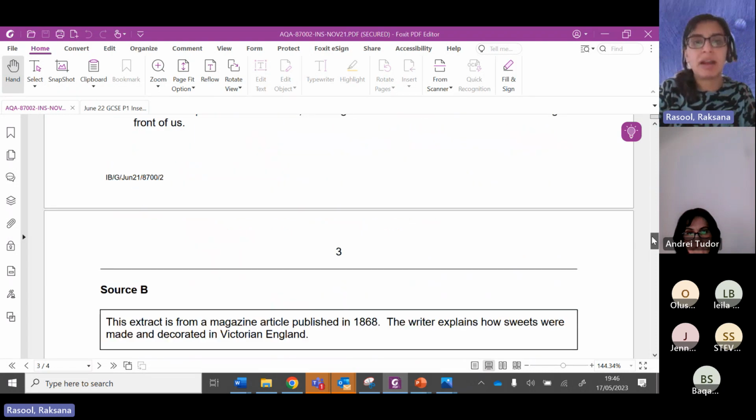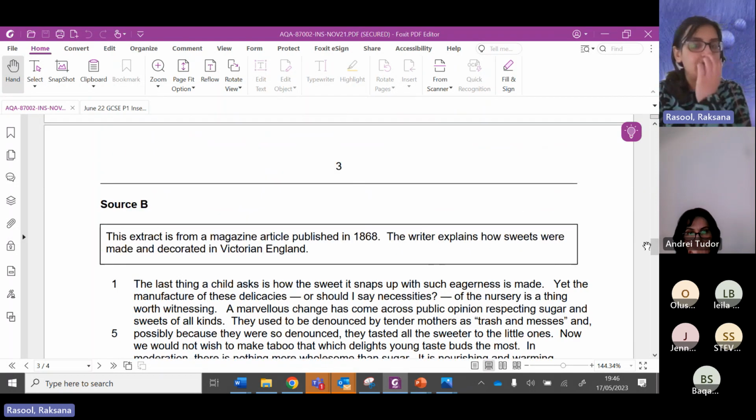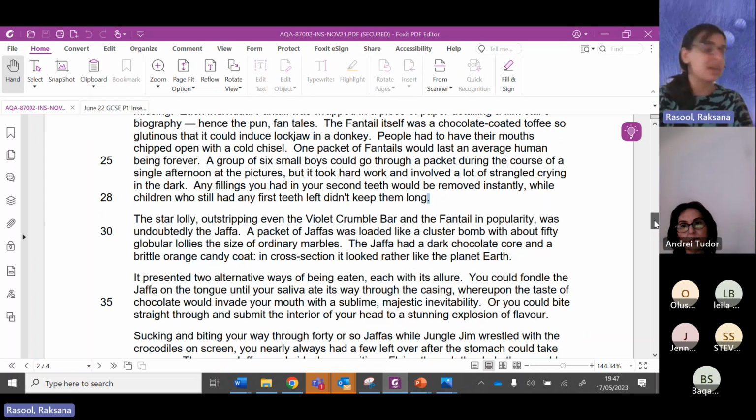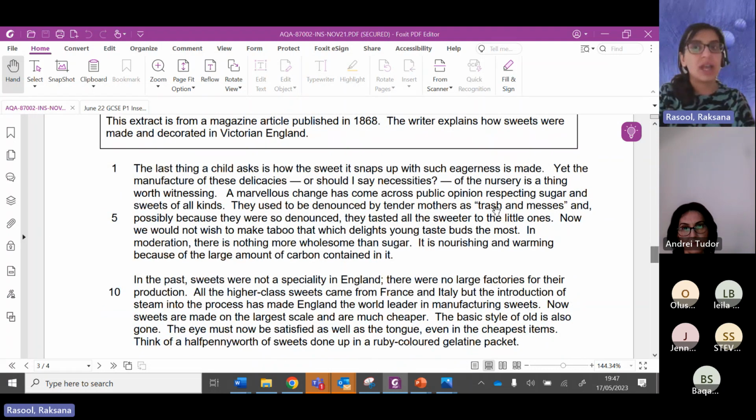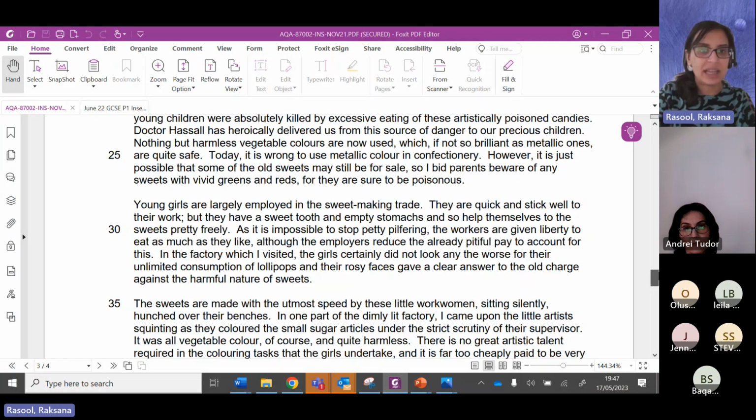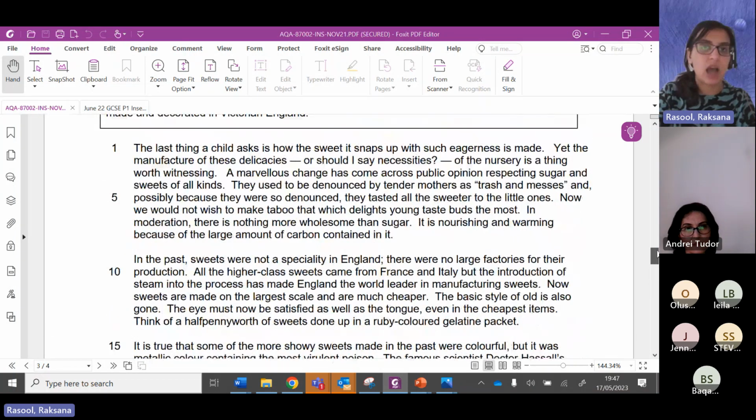So let's see then in this magazine article, published in 1868, what the experience for children was like. The writer explains how sweets were made and decorated in Victorian England. So can you see the topic is about sweets in both of them, but the message is very different. In the first one, it's about how sweets were a massive part of childhood and such a huge enjoyment. Whereas this one shows us the different side of sweets, how they were made and decorated in Victorian England. And actually question 2 is right at the end here, but we have to read the whole extract of this article.